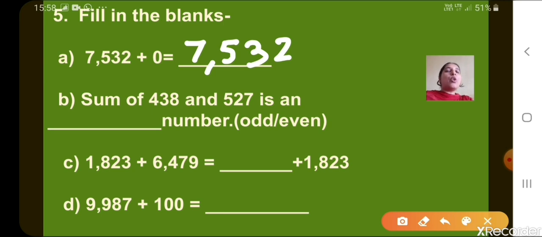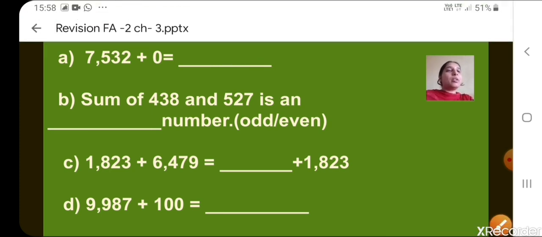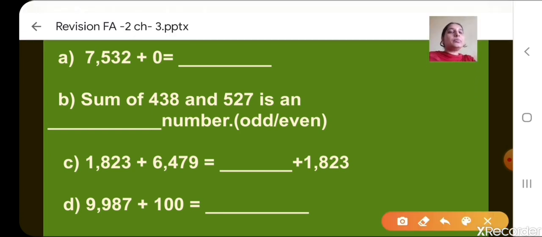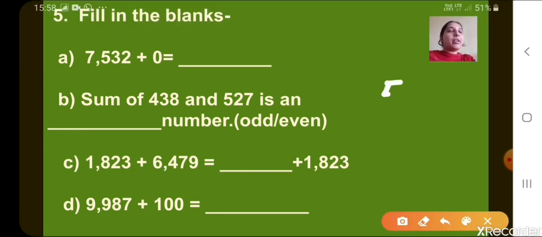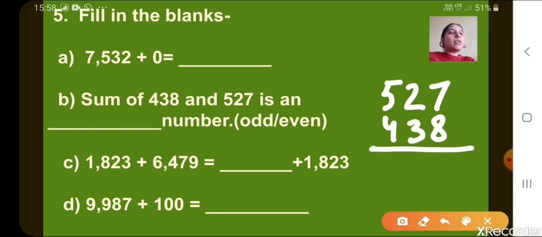Is the sum of 438 and 527 an odd or even number? So let's find the sum to get the answer here. So let's add 527 and 438. So 7 plus 8, 15. 5 we will get here. So 1 plus 2 plus 3, what will we get, children? 6, and 5 plus 4, 9.